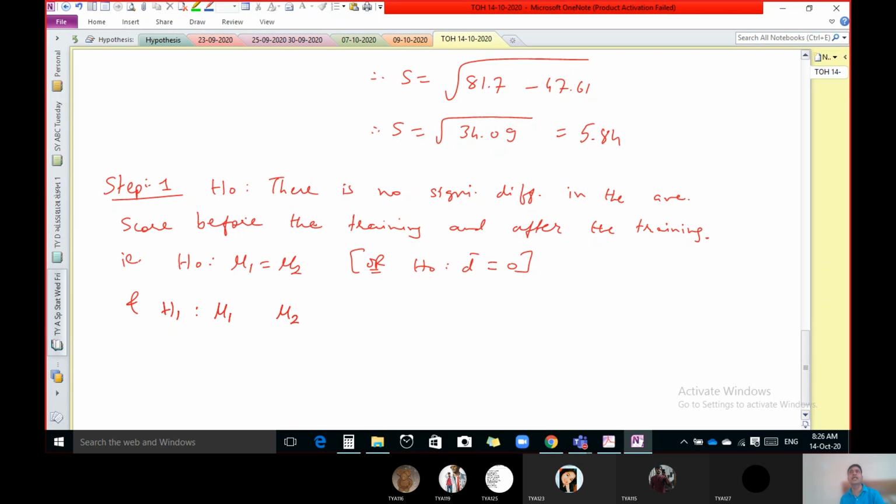So how can we check that there is an improvement? Here, in the null hypothesis, if we write mu1 equal to mu2, it means there is no improvement, both are the same. So how can we say that there is an improvement here? Mu1 less than mu2. Very good. Why mu1 less than mu2? Tell me, explain.